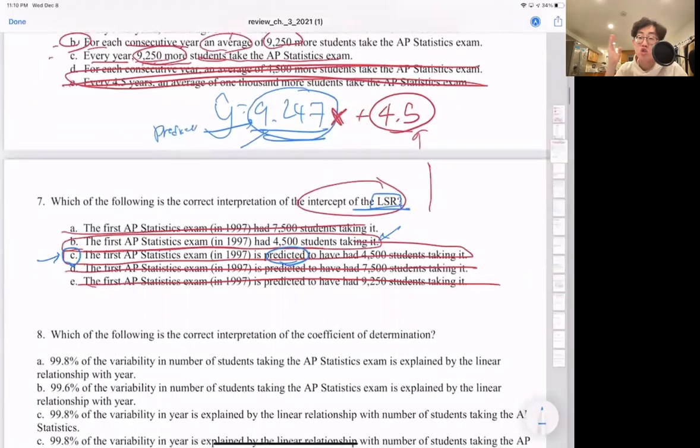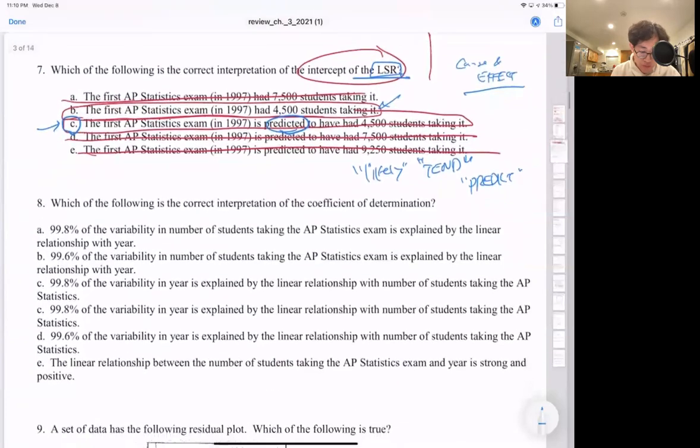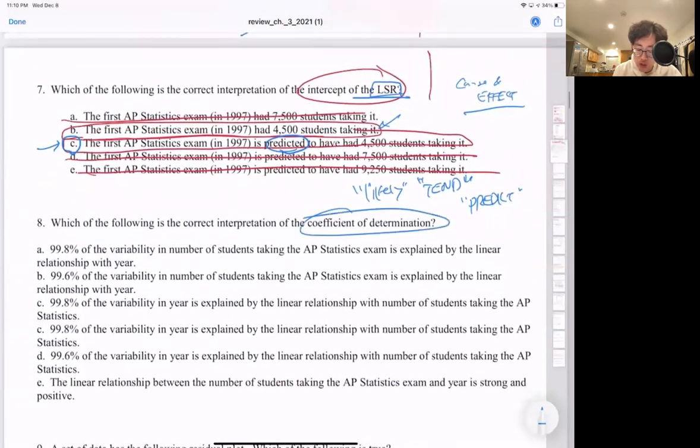Okay. B is just straight up telling you. So that's why we don't want to pick the one that just straight up tells you something like a cause and effect relationship. We never want to say cause and effect in chapter 3. In statistics in general, we don't want to say cause and effect, because we always study the relationships, and then we always say that it's likely, it tends to, we can predict what's going to happen. Doesn't mean that you're going to be right. We can predict approximately what's going to happen. So 7 is C.